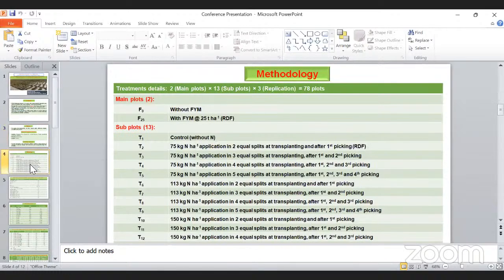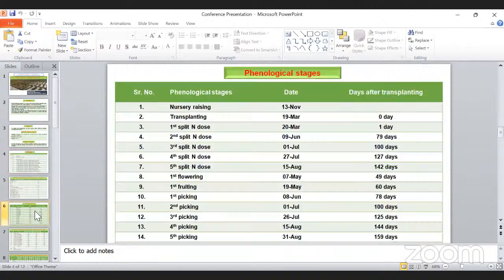Material and methodology. There are 2 main plots and 13 subplots. In the main plot, there is without FYM and with FYM, that is 25 tons per hectare, as recommended in the package of practices of Punjab. And in the subplots, there are 13 treatments. The first one is control without nitrogen, and T2, 3, 4, 5 is 75 kg nitrogen per hectare in 2, 3, 4, 5 splits. And T6, 7, 8, 9 is 113 kg nitrogen in 2, 3, 4, 5 splits. And T10, 11, 12, 13 is the 2, 3, 4, 5 splits of 150 kg nitrogen per hectare.